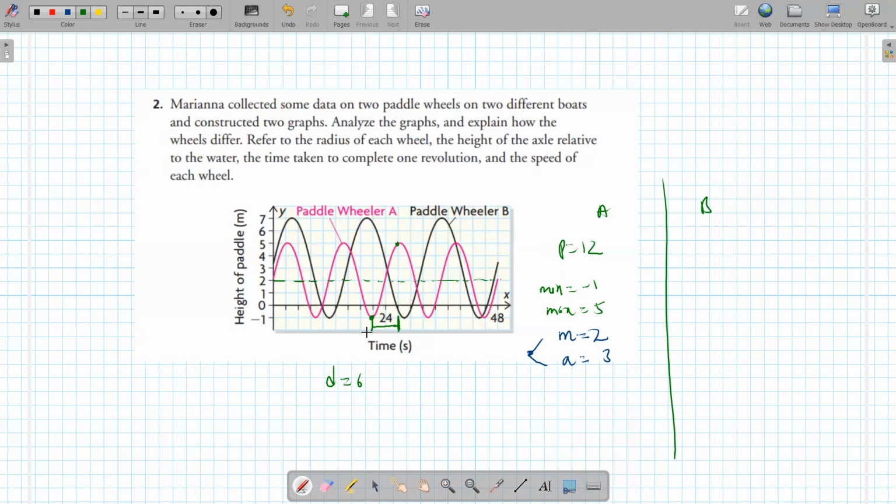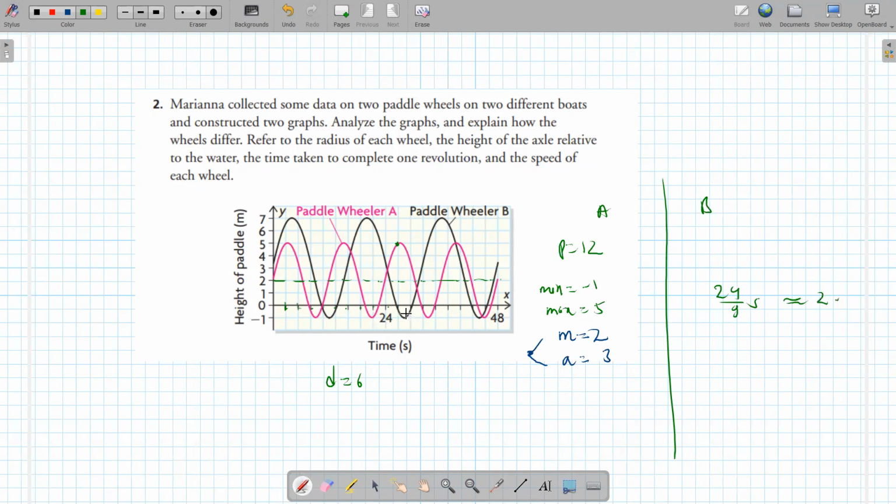I think each box represents 2, right? 2, 4, 6, 8, 10, 12. 1, 2, 3, 4, 5, 6, 7, 8, 9. Why is it 9? That's the weirdest one. I thought it should be 2. 1, 2, 3, 4, 5, 6, 7, 8, 9. This is the weirdest thing. So each box there represents 24 divided by 9 seconds, okay? The unit of measurement there, from here to here, it's 24 divided by 9, which is like 2 point something seconds.